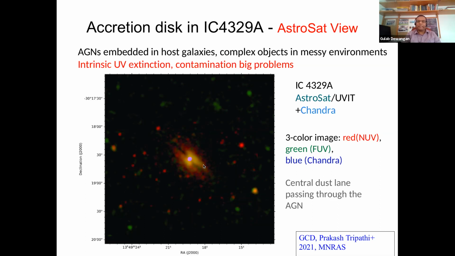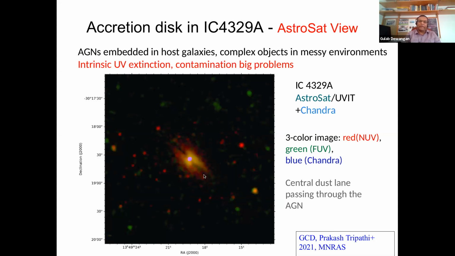So here you see the composite color image constructed from the UVIT data in the far ultraviolet, which is shown in green, the near ultraviolet, which is shown in red, and X-ray emission observed with Chandra, because Chandra's resolution is comparable to the spatial resolution of UVIT, and the SXT resolution is much poorer, so it's not useful. So anytime you want to make this kind of color composite image, taking the Chandra image is very useful here. So you see this blue dot-like thing here, the nucleus.